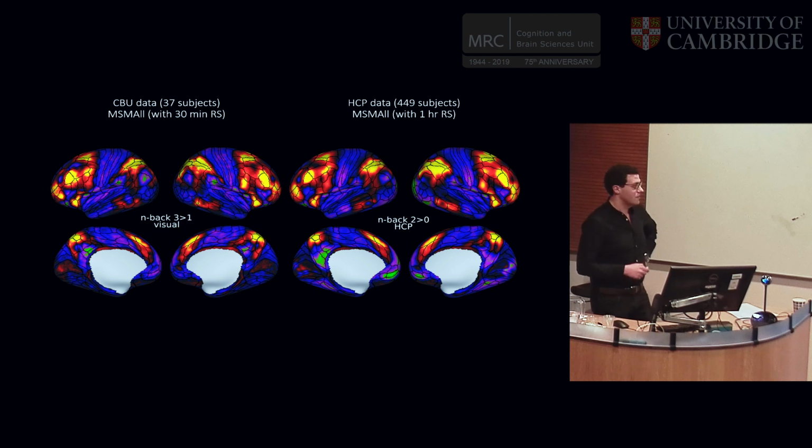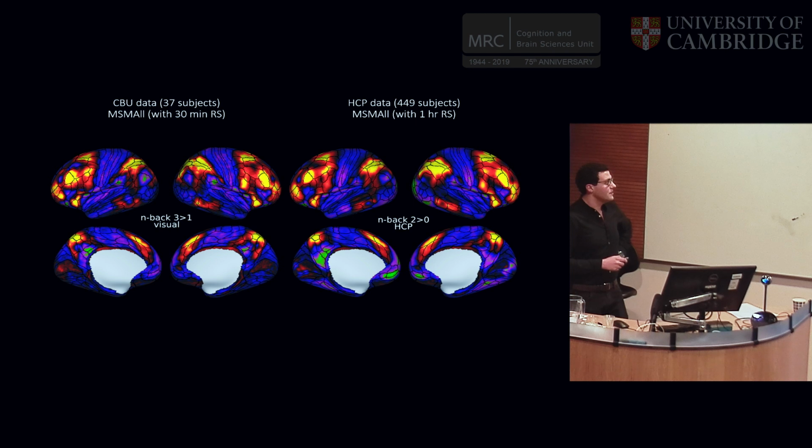One of them was a visual N-back task, and this is the group average from 37 subjects. And this one is the HCP N-back task, and they are different in that the HCP is 2-back versus 0-back, and the ones we collected are 3-back versus 1-back. And I'll just leave you for a moment to appreciate how these two are similar, even though they are completely different scanners and different numbers of subjects. The HCP is 450 subjects. We have just 37 subjects that we collected.